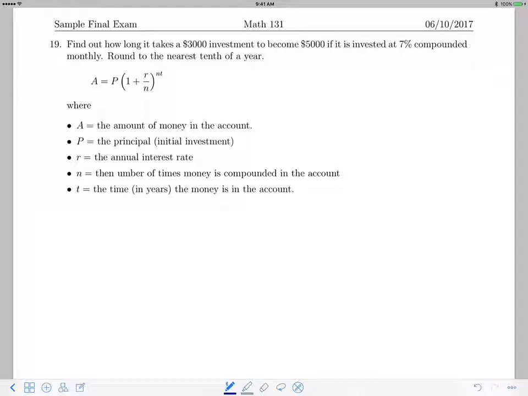Okay, so that's the initial investment. So here, P is equal to $3,000. To become $5,000, so that's the money in the account after a while. So A is $5,000. And it says find out how long it takes. So t is the question. We don't know this value. The money's invested at 7%, so that gives us the interest rate to be 0.07. We have to write that as a decimal. And then n is the number of times that the money is compounded or interest is paid per year. And that's monthly. How many times does monthly happen per year? Well, 12. So n is 12.